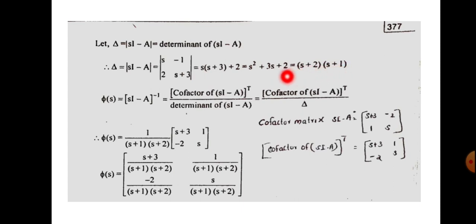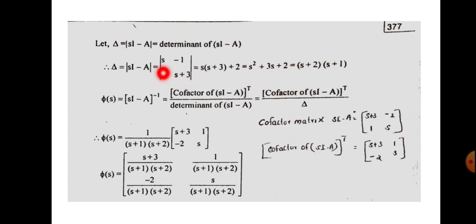Okay. So, now you got the denominator term. Next, you want to find out the numerator term, that is cofactor of SI minus A all transpose. First of all, you want to find the cofactor matrix of SI minus A. Now, you have the matrix SI minus A. This is the matrix S, minus 1, 2, S plus 3.